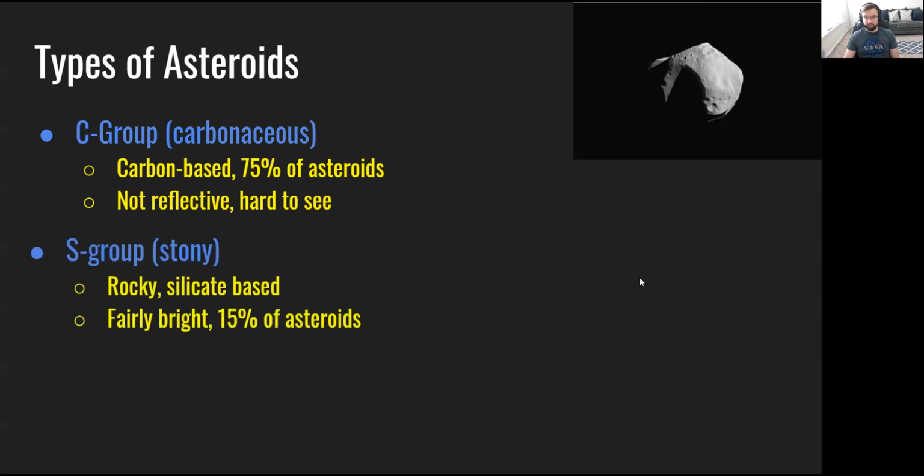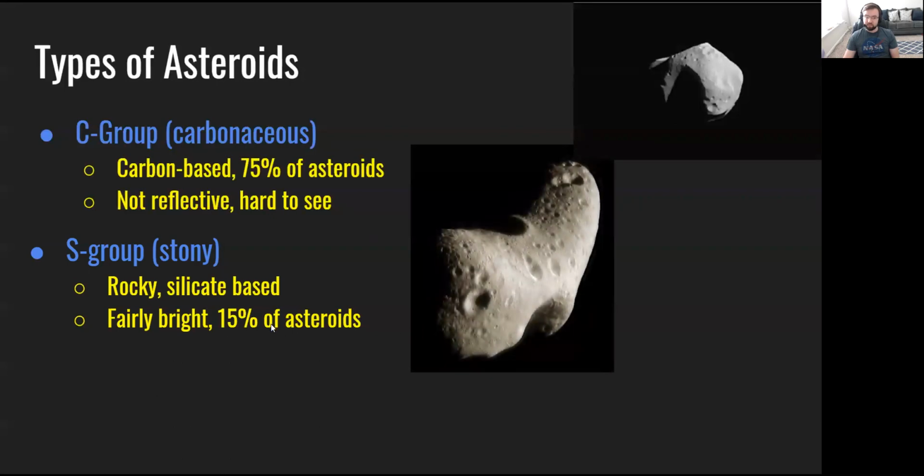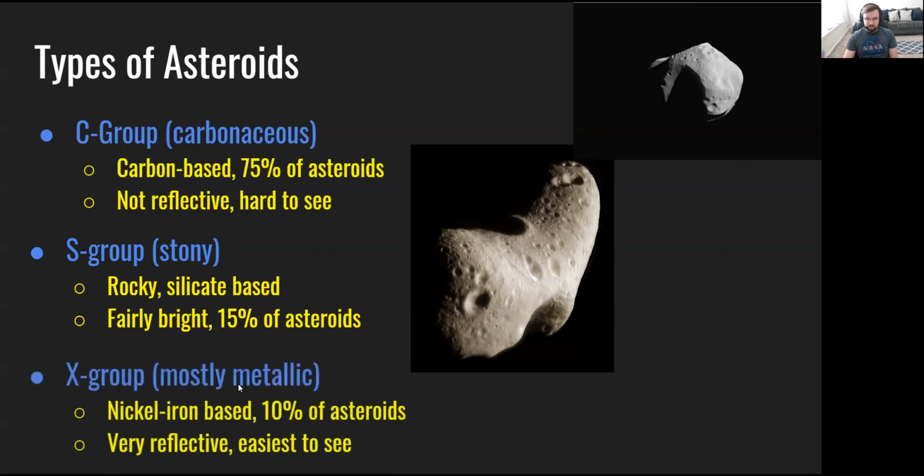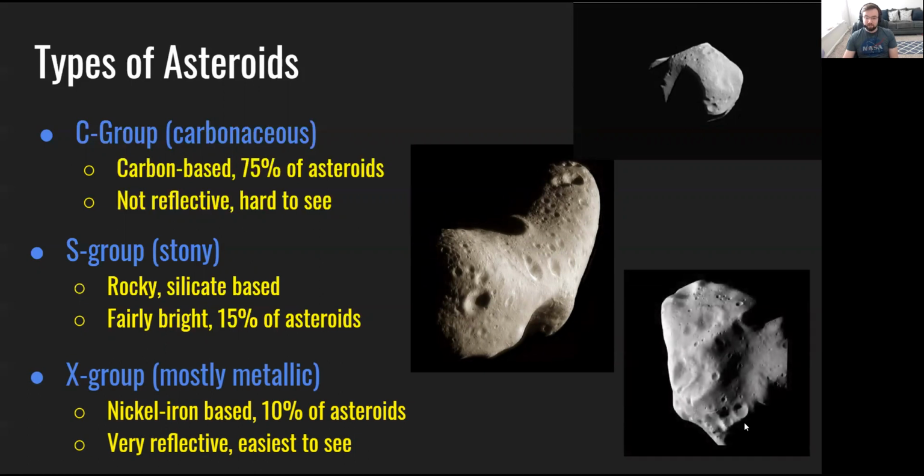Next, S group. S stands for stony. So these are rocky. They have more minerals to them. And since they have more of these silicates in there, they are more reflective, meaning they're brighter. This is 15% of your asteroids. So we only have about 10% of them left. And the rest of them just get thrown into a catch-all group called the X group. They're mostly metallic, though. Since they're mostly nickel-iron based, they tend to be the brightest ones. Metals are the most reflective. So you went from having carbon to having rocks and minerals to metals. So these would be the easiest to see. They're the most reflective.